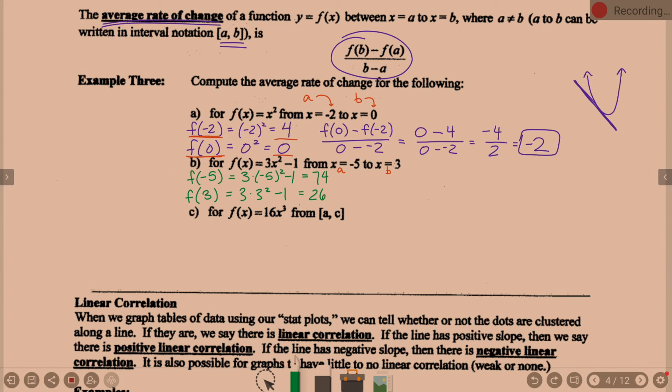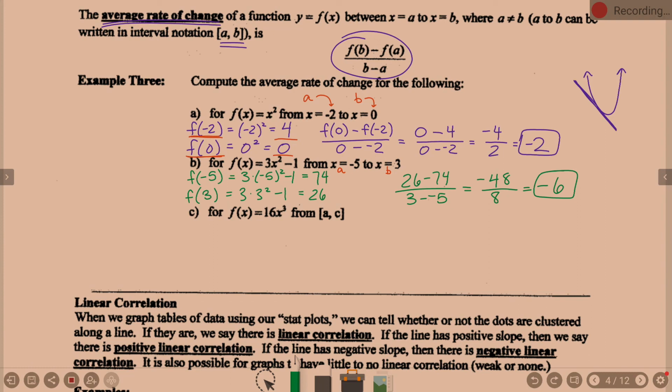So in this case, I'm going to set up 26 minus 74 over 3 minus negative 5. Is that negative 48 over 8, which is negative 6.